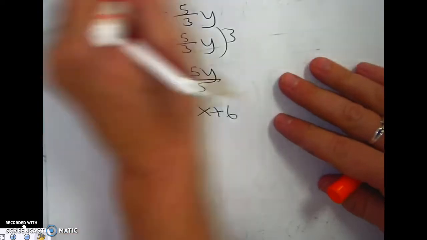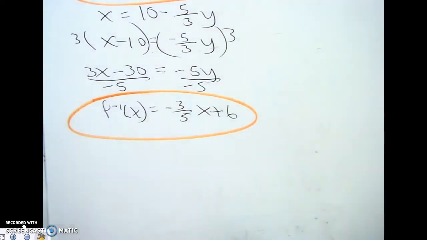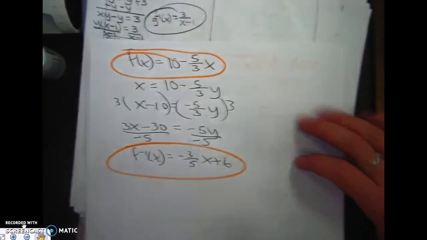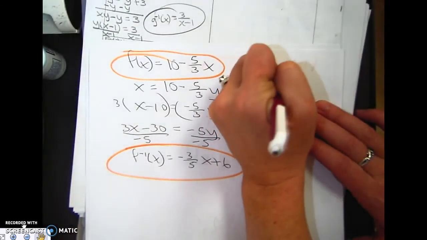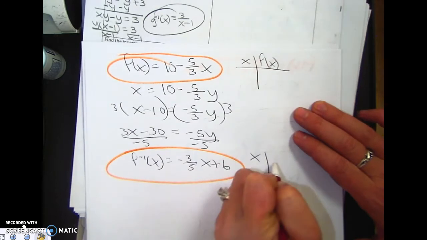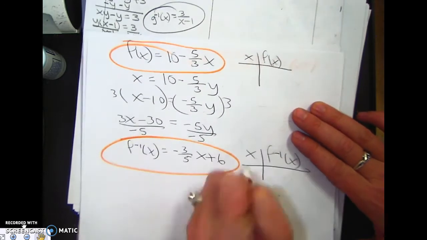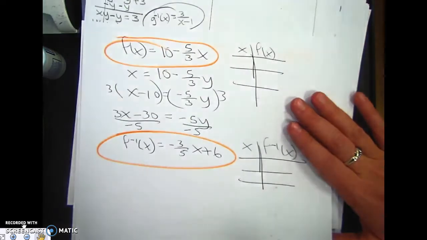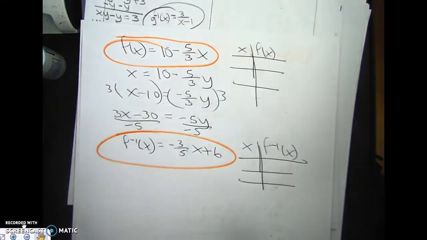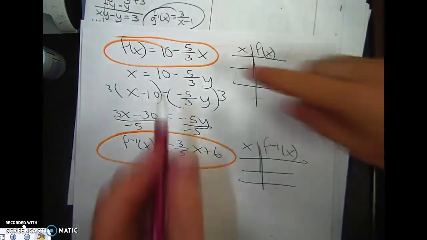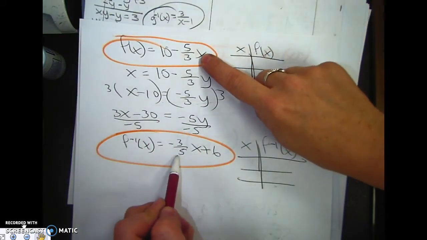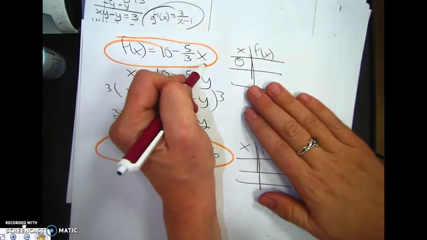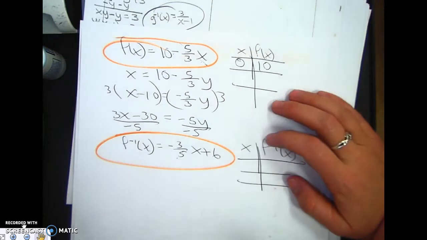So I have the original, and I have the inverse, okay? I'll deal with graphing it in a second. I think I'm going to deal with the table first. So I'm going to go x, f of x, f inverse of x. And they said I need at least 3 points, so let's do 3 points. I'm going to apply the same type of logic to both of them. Since I have a fraction, the easiest value to pick is 0. If I pick 0 here, that's gone, and 10 minus 0 is 10.